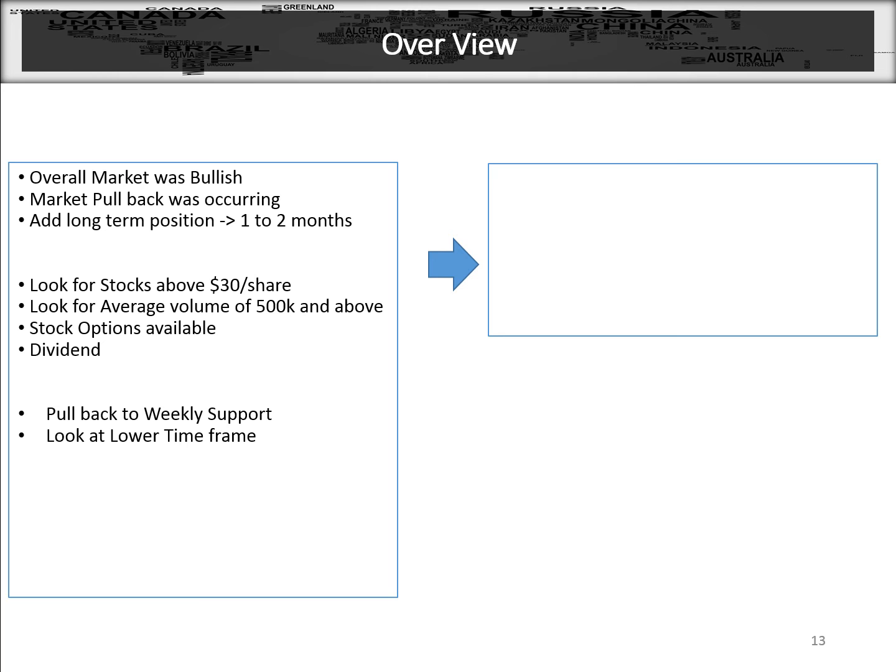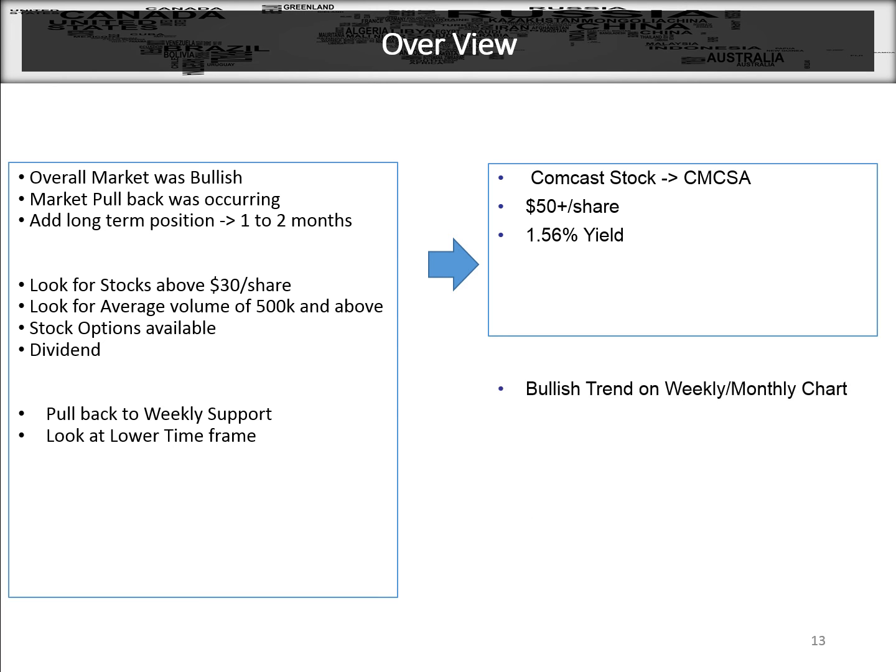In doing our scans and everything, we basically came up with one stock that we traded, and that was the Comcast stock, symbol is CMCSA. It was over $50 a share when we took the trade. Also had a 1.56% yield. Even though we're not going to be buying the stock, if you did want to buy the stock yourself, you could and collect a dividend, but we're more interested in dealing with options. And also, it had a bullish trend on both the weekly and the monthly chart.